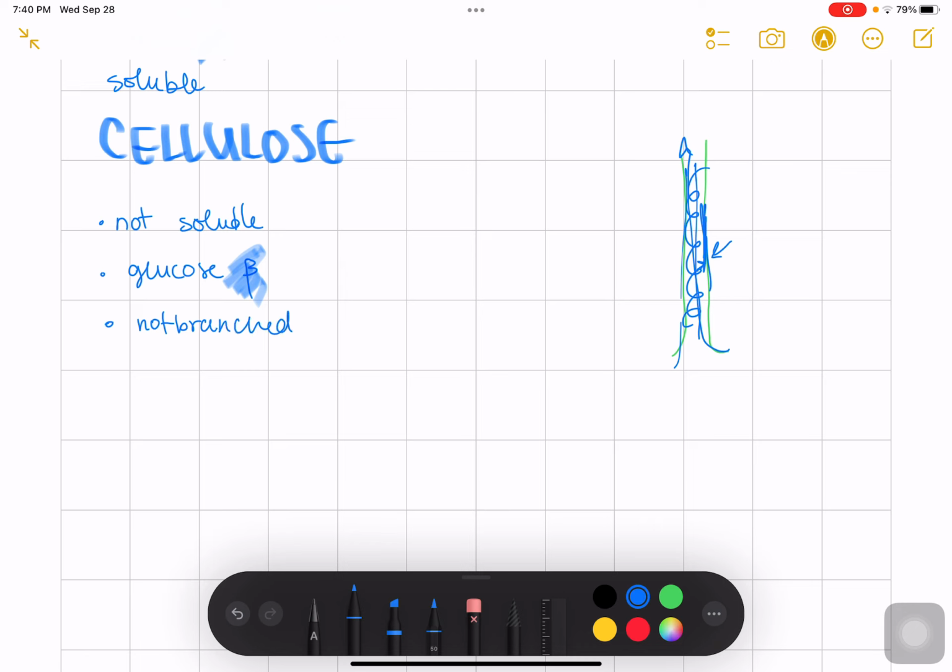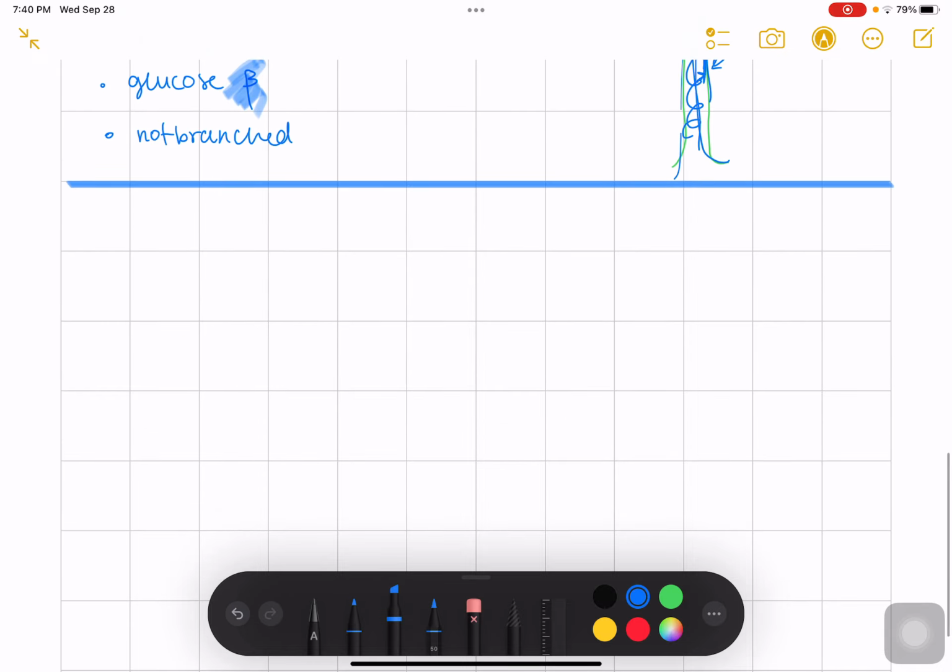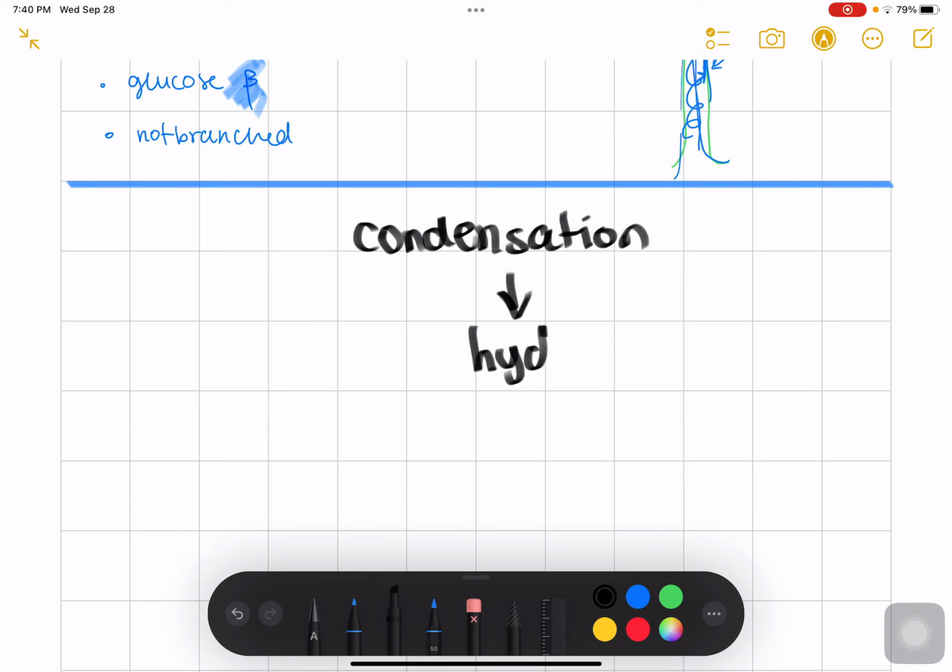Cellulose is straight, and that's very important for you to know. Okay, now that we've got those carbohydrates over and done with, we can move on to condensation. And what's the opposite of condensation? Hydrolysis. Do you know what those are? Well, we're gonna find out.